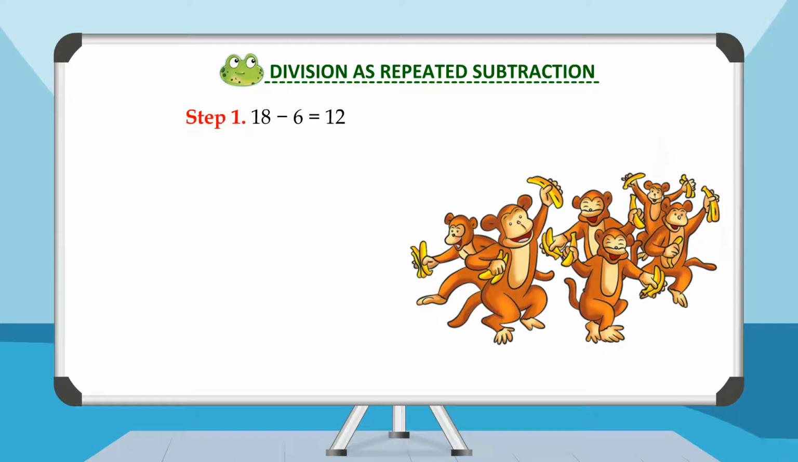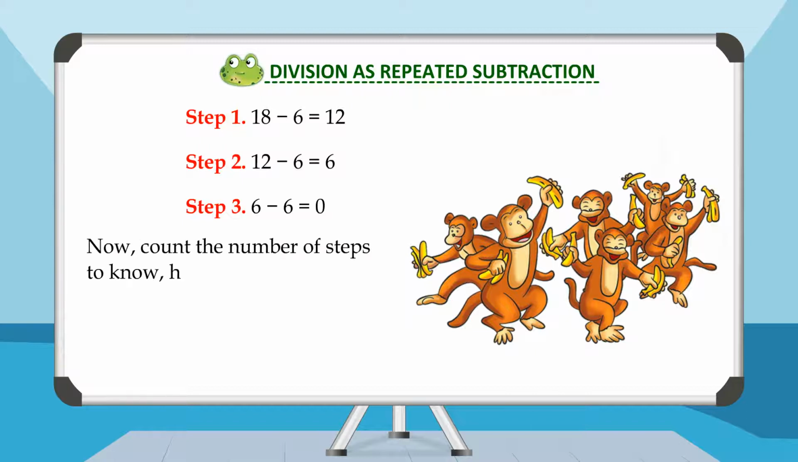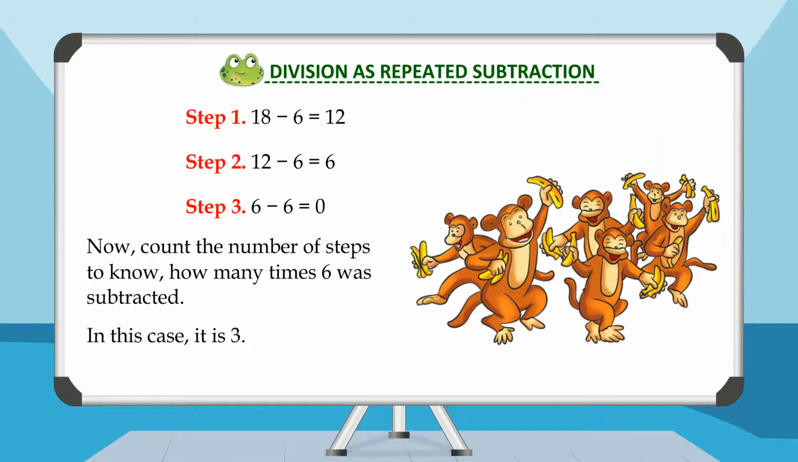Step 1. 18 minus 6 is equal to 12. Step 2. 12 minus 6 is equal to 6. Step 3. 6 minus 6 is equal to 0. Now, count the number of steps to know how many times 6 was subtracted. In this case, it is 3. Thus, each monkey will get 3 bananas.